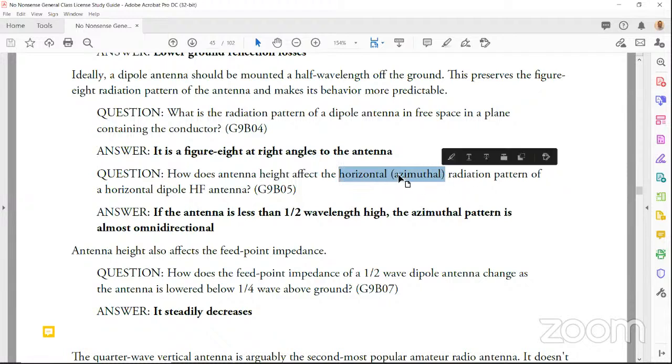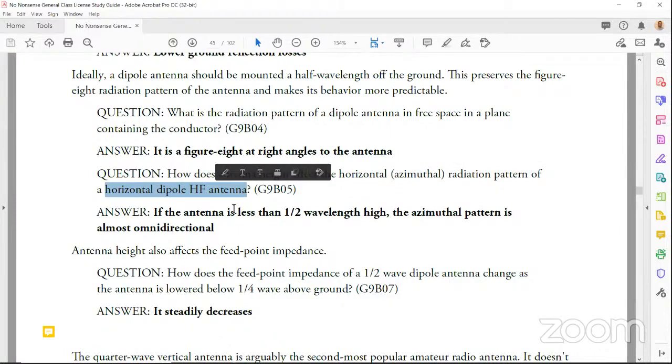Remember we took a little time out to talk about the difference between azimuth and elevation and so on. This is why we did that. So when they give you these terms, horizontal, azimuthal, you know what it means. It means looking left, right, instead of up or down. That radiation pattern, horizontal, for a horizontal HF dipole.